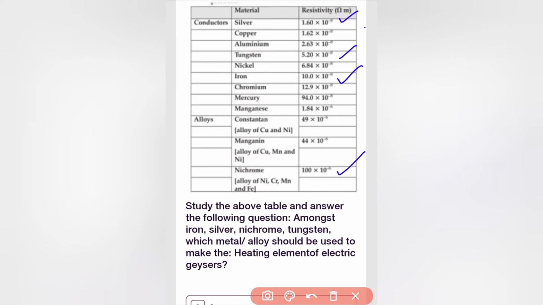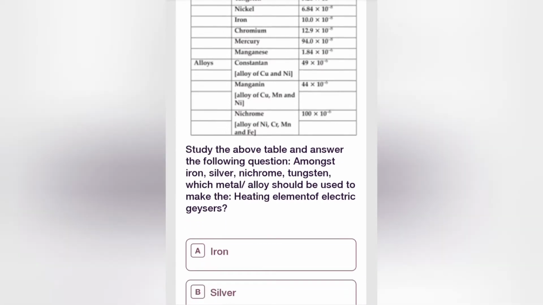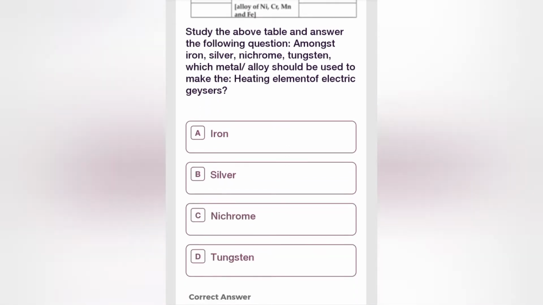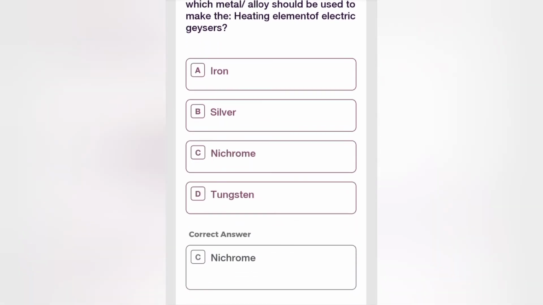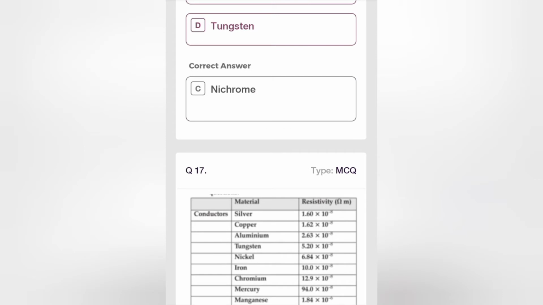Nichrome. So nichrome, 10 to the power minus 6, 100 into 10 to the power minus 6. So this nichrome has got high resistivity. So for heating elements, for heating devices, the elements used must have high resistivity. So which is having high resistivity? Nichrome. So the answer C is the correct answer.